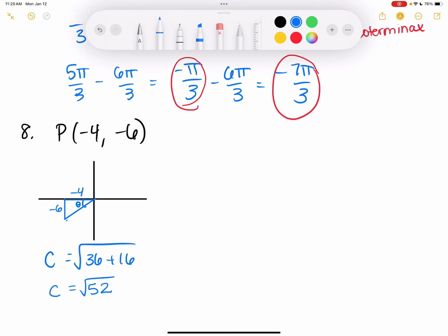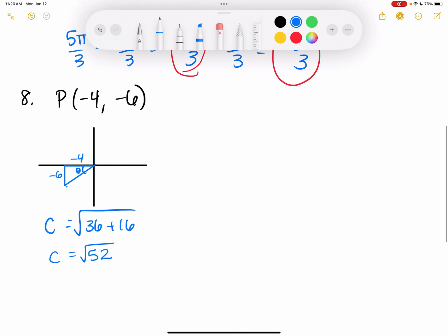So then my next thing would be, can I break this down any farther? 2 and 26, 13 and 2. 2 square root of 13. So c is 2 root 13. And then now I'm going to find all 6 trig functions for that theta value.